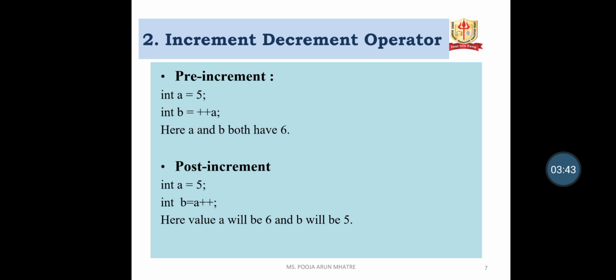Post increment. a is equal to 5 and b is equal to a plus plus. That means the value 5 is given to b first, and then the value of a is incremented, that is a plus 1, that is 6. So here the value of a is 6 and b is 5.